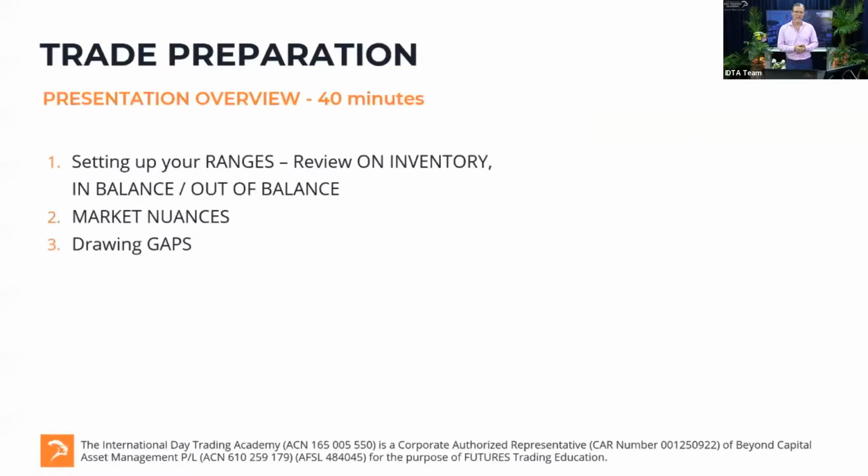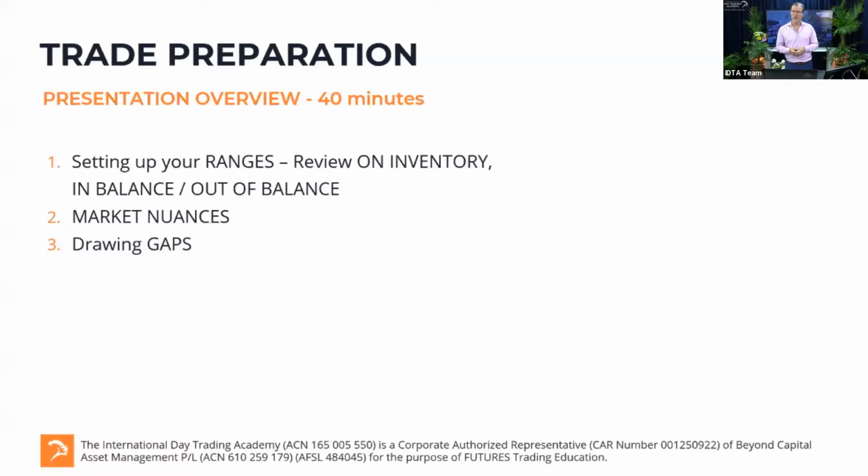So let's review a little bit about what we did yesterday. We talked yesterday about the ranges. So we talked about what's overnight inventory, or ON inventory, as opposed to the regular trading hours inventory. We talked a little bit about that, and I'll review that. We also talked about what it means to be in balance or out of balance and how we can take advantage of markets when they're out of balance, or how we trade when markets are in balance.